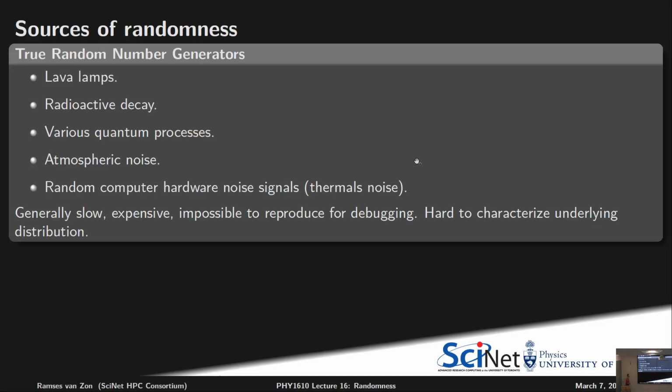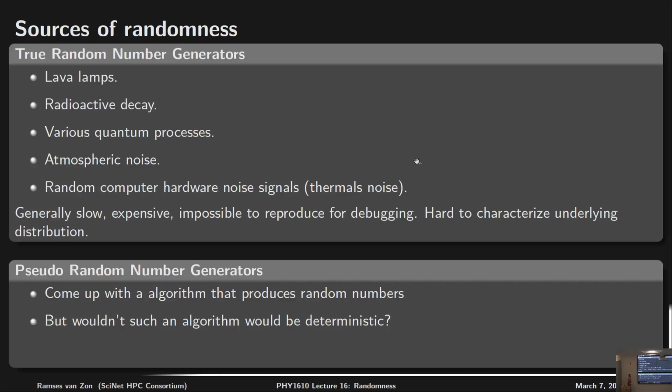Okay. So what do we do instead? We have pseudo random number generators. We come up with an algorithm that produces random numbers. That by itself is just plain impossible. If it's an algorithm, if it's deterministic, it's not random. So we want some sequence of numbers that looks random. Right? So it only has to act random. It has to be random enough and to give us a fair and uncorrelated sequence of numbers.